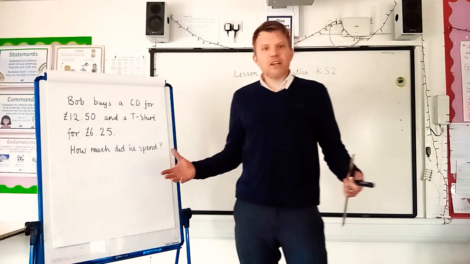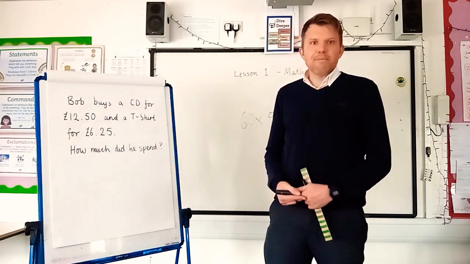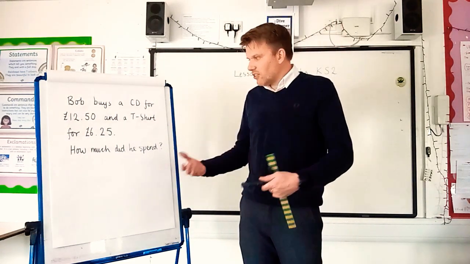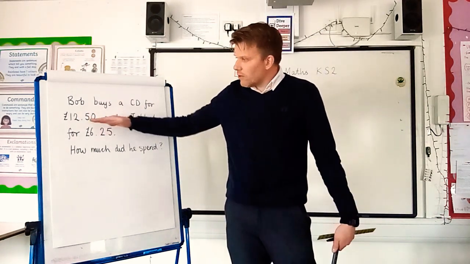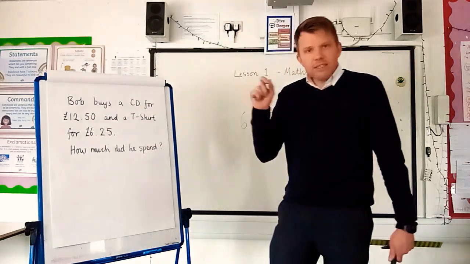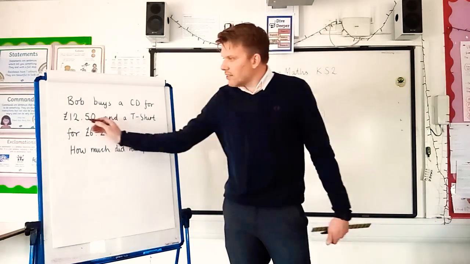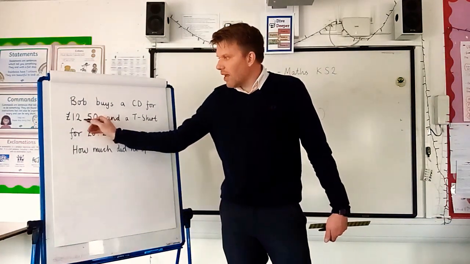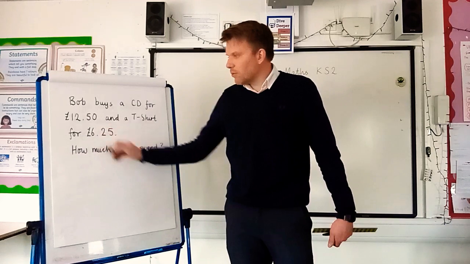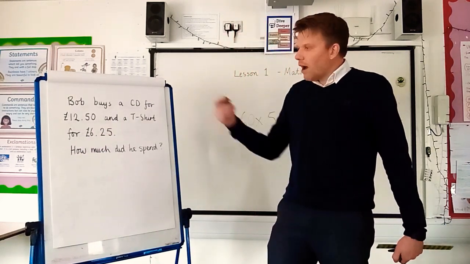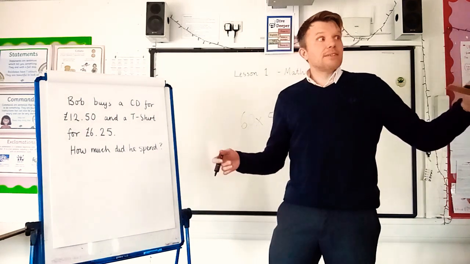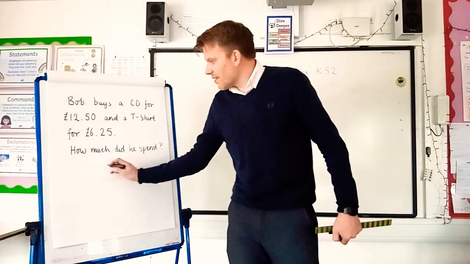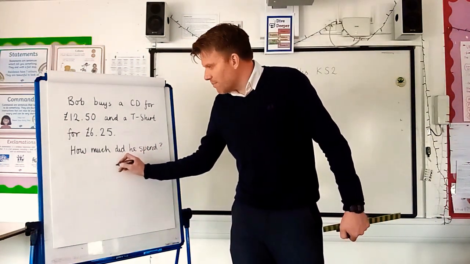Well, this is quite a straightforward addition sum. We know it's an addition sum because it's how much did he spend in total. And we've got two separate numbers here. But can you see? They are decimal numbers. I have a decimal point here and a decimal point here. I'm going to have a go at using the column method to add. So I'm going to split this up into columns.